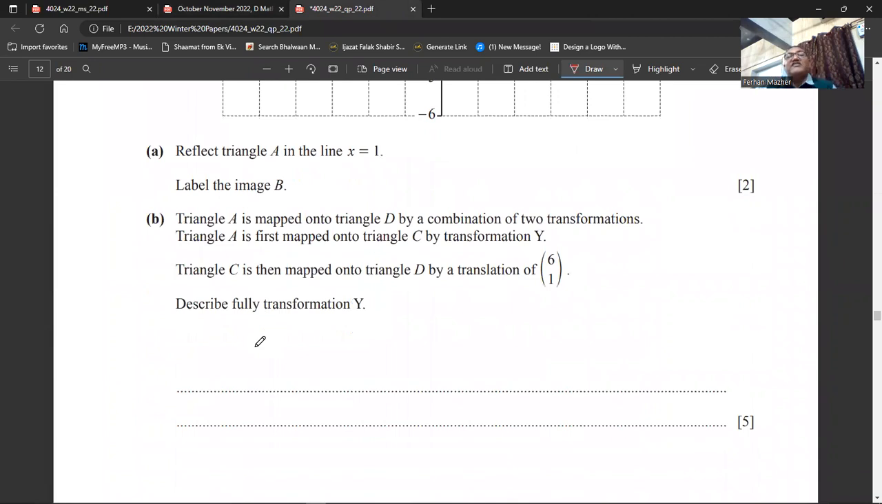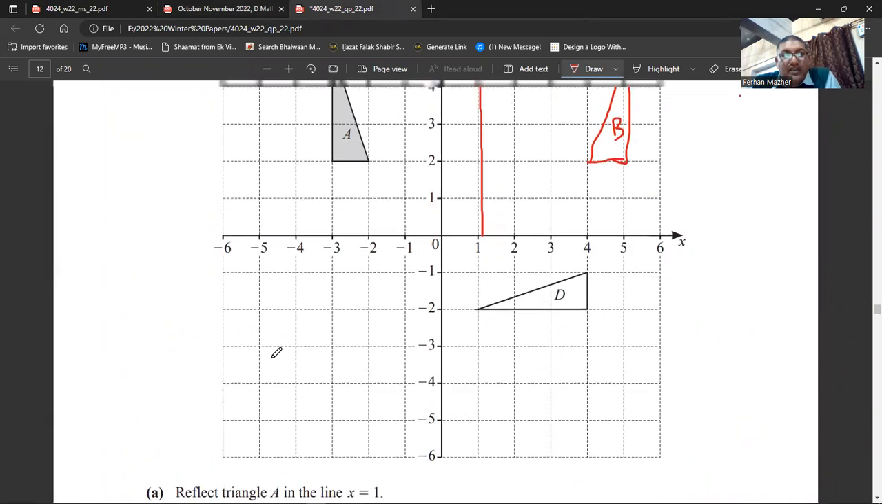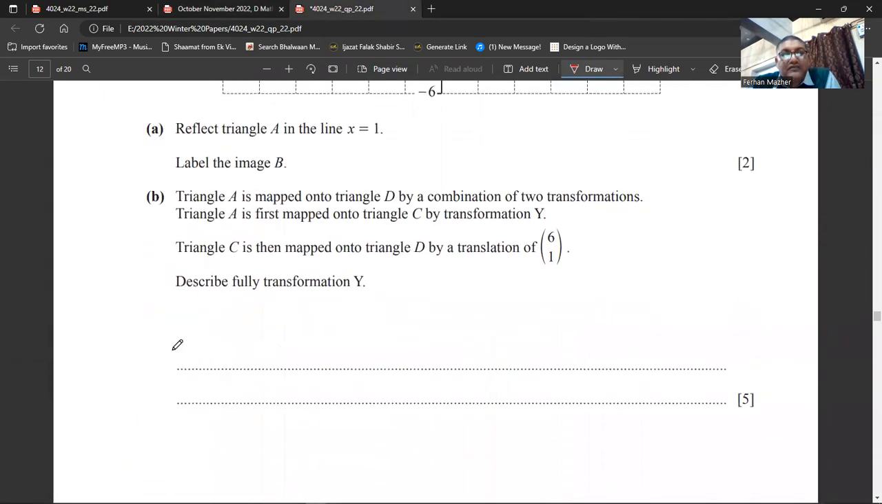Hopefully you understand. Then he says triangle A is mapped onto triangle D by a combination of two transformations. Triangle A is first mapped onto triangle C by transformation Y. Triangle C is then mapped onto triangle D by a translation, which is (6, -1). Describe fully the Y. So here you got this, the D. The final image is given.